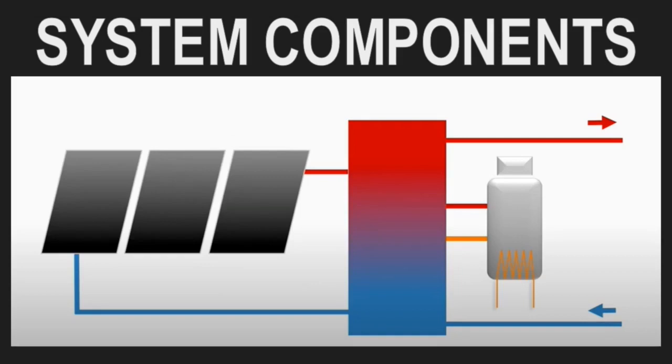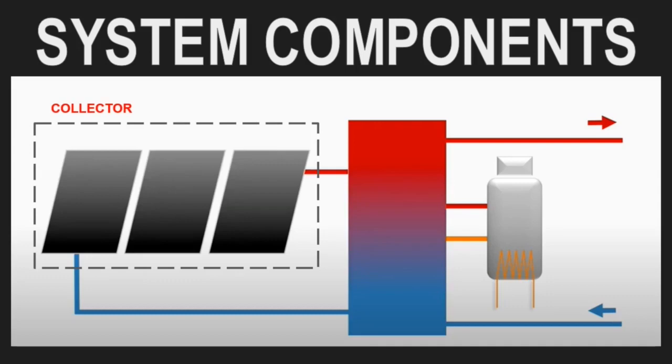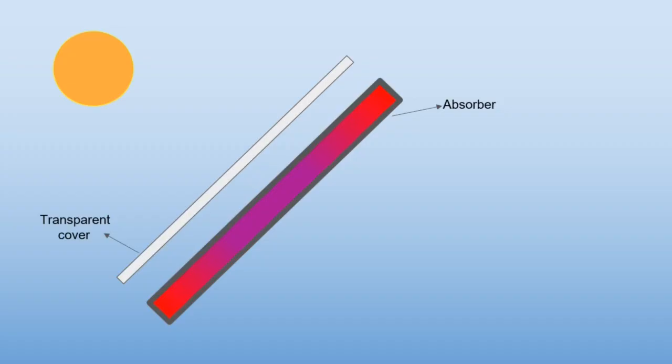Let's move on to explain each of the components in the system. First we have the collector. In a collector, we have an absorber plate below, and over it we have a transparent cover. The sun's heat enters the transparent cover and goes to the absorber plate. The absorber plate absorbs a certain amount of heat that we'll denote as Q collected. A certain amount of heat is lost by the convection flow of heat, so that loss we'll label as Q convection.